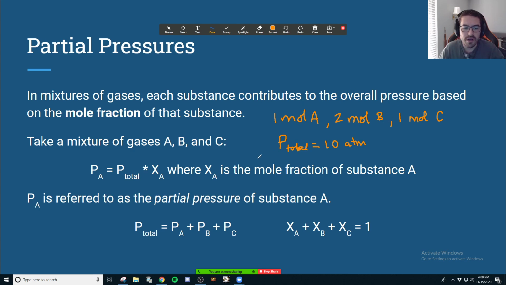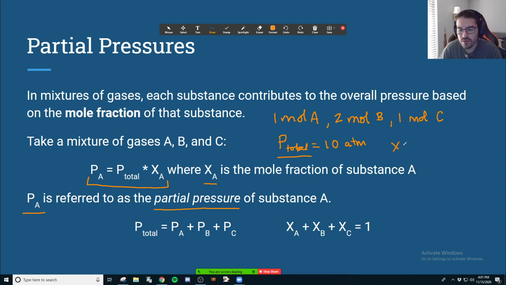We can use this information to calculate what is called the partial pressure of substance A. How much of the total pressure is coming from substance A versus substance B versus substance C. And it's this simple equation here, okay? Your partial pressure of A is going to be equal to your total pressure times the mole fraction of substance A. Okay, so that's what XA is here, the mole fraction.